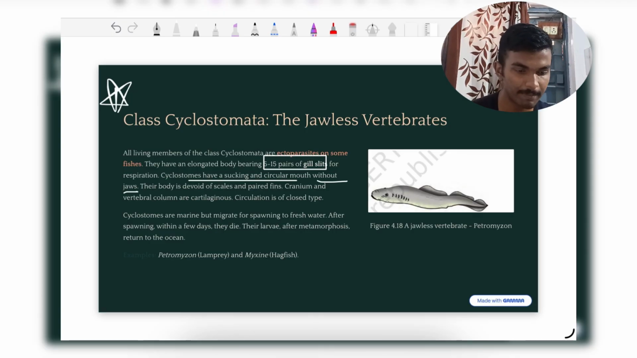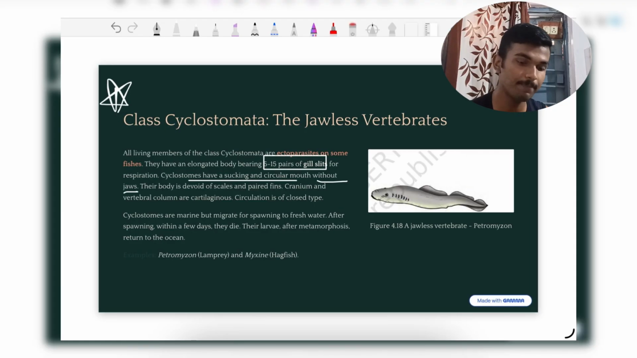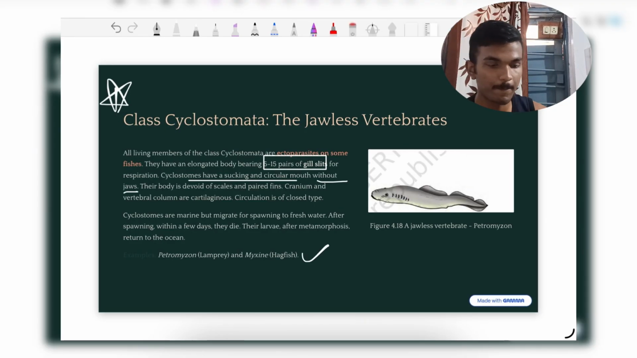Cyclostomes are marine but migrate to fresh water for spawning. After spawning, within a few days, they die. Their larvae, after metamorphosis, return to the ocean. Examples: Petromyzon, lamprey, and Myxine, hagfish. And these examples are also very important.